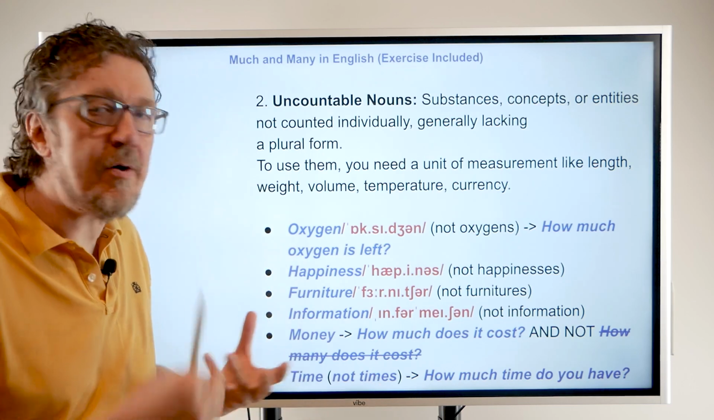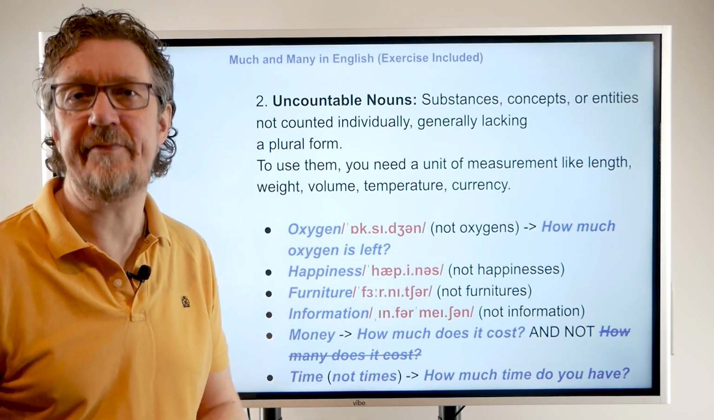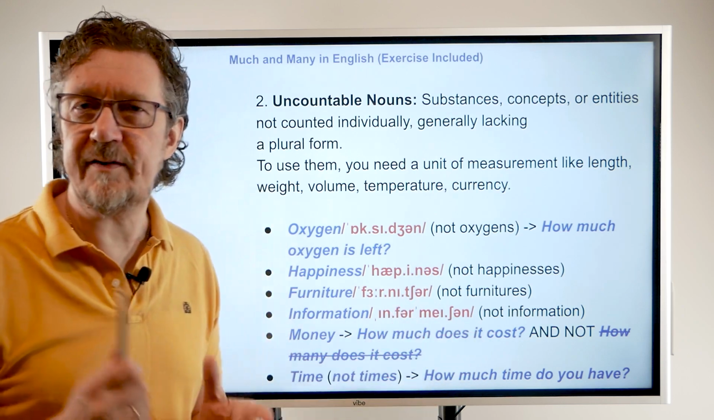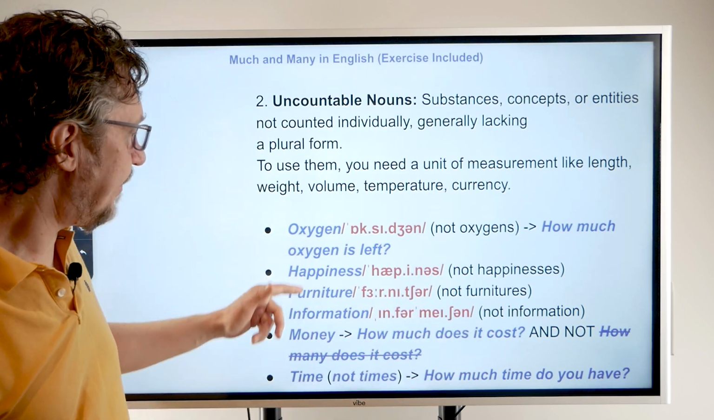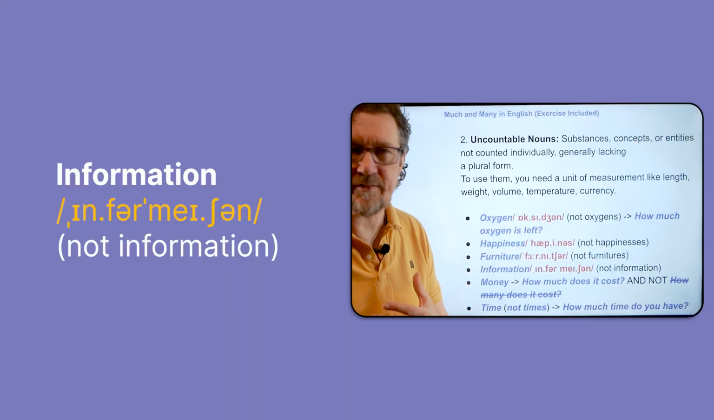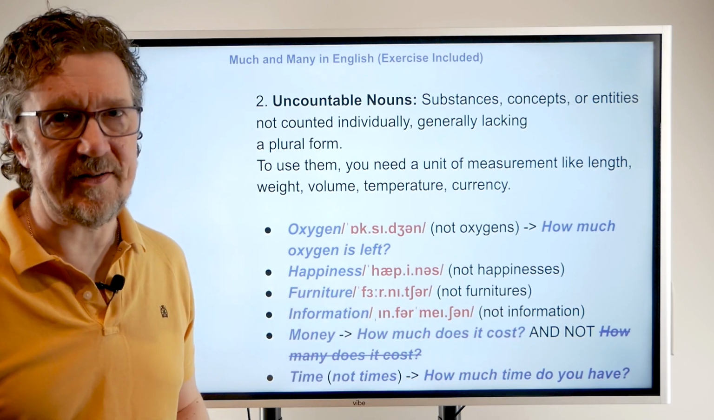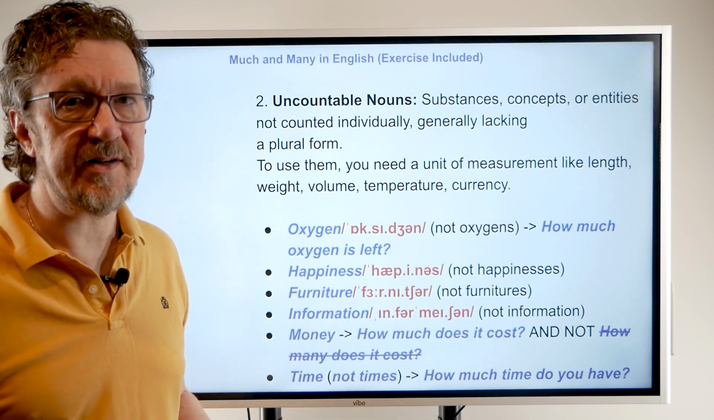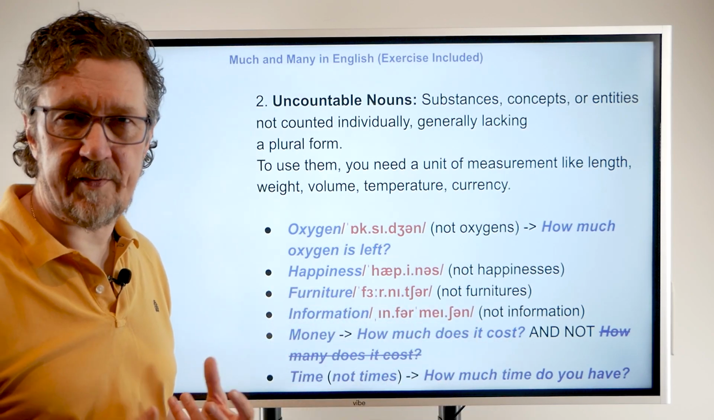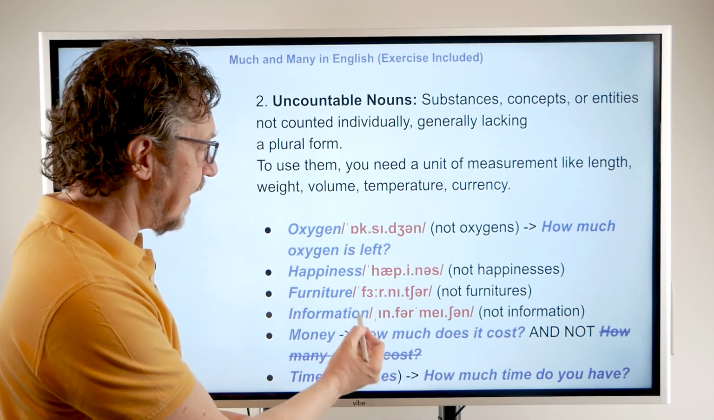If somebody says, how many chairs do you have? Then you can say, I have 4 or 5 or 10. All right, so this is what we're talking about. So happiness, furniture, information, again, can't count it. Can't say informations. You can't say furnitures. Just doesn't work. Right, let's have a quick look. You heard me the way I was saying these words, but let's just see why and how.